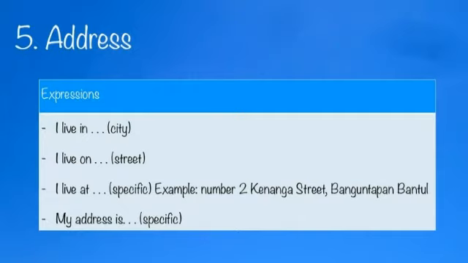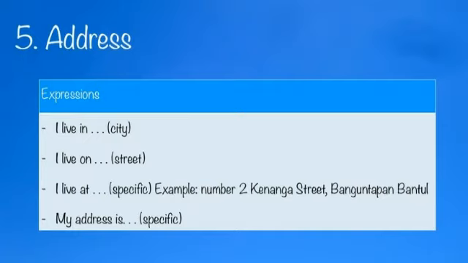The next one is your address. So you will tell others where you live now. You can use these expressions. Number one, I live in. After the words I live in, you have to mention your city. Only your city. For example, I live in Yogyakarta. And then I live on is specifically mentioning the street.